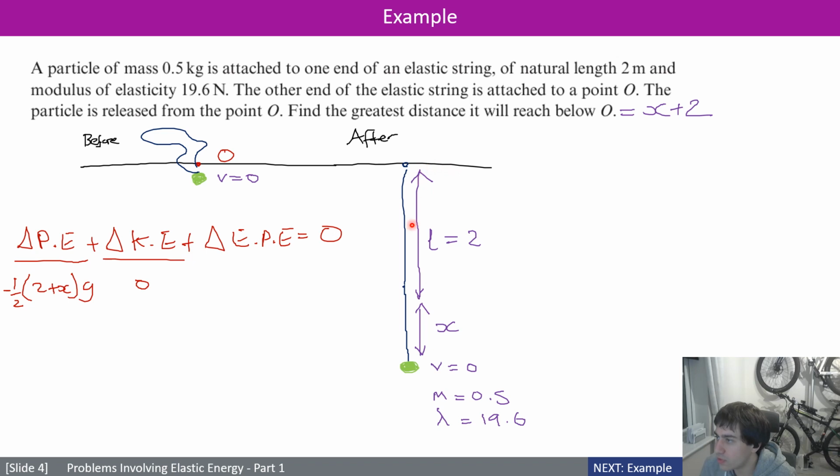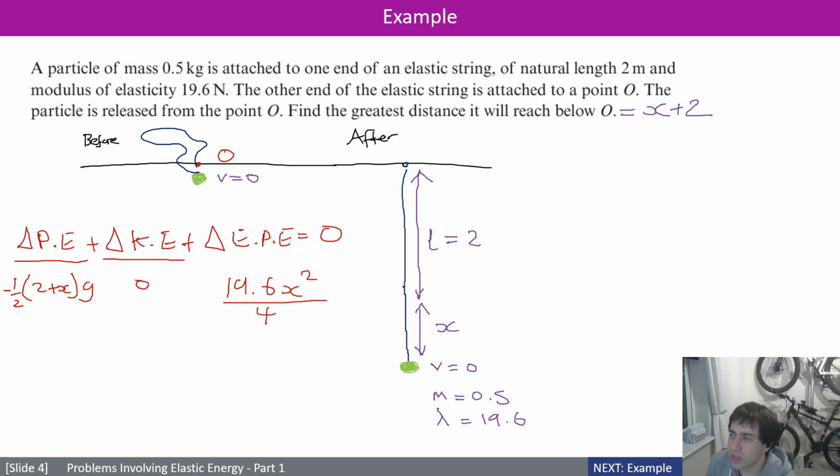Okay. And then the elastic potential energy, well, while it was falling that first 2 meters, there was no elastic potential energy, and in that final x meters, it started to gain some. It slowed down, its velocity went to 0, its gravitational potential was being used up, but the elastic potential has increased in that range. So that's an extension of x. We're going to use the formula lambda x squared, which gives us 19.6 x squared, all over 2 times L, which in this case is 4.